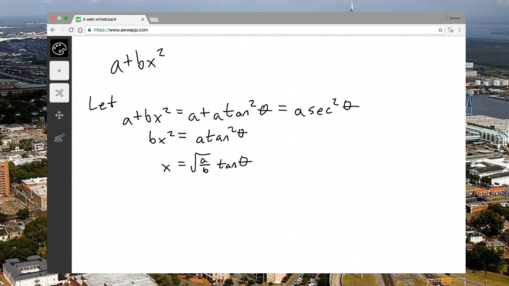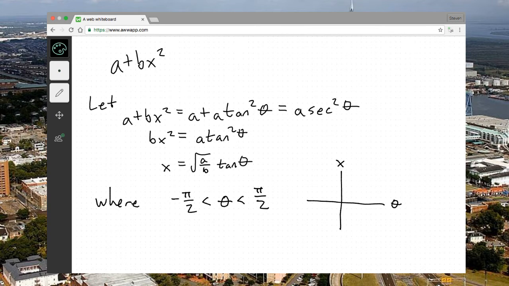The other technical detail that I should mention is that we have to say what our theta is allowed to be, because it can't be things that would make tangent undefined. In order to get all possible values of x, we're going to assume that theta is between negative pi over 2 and positive pi over 2. And the reason why is that the graph of the function, this is my theta and this is my x-axis, and we're ranging theta between negative pi over 2 and positive pi over 2.